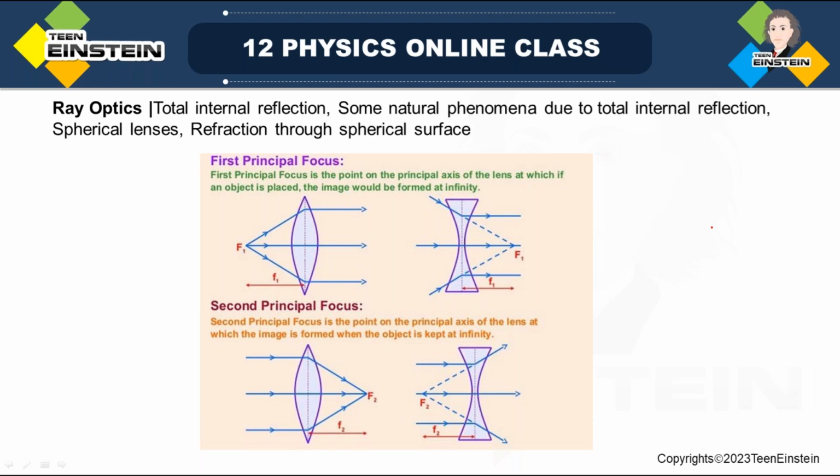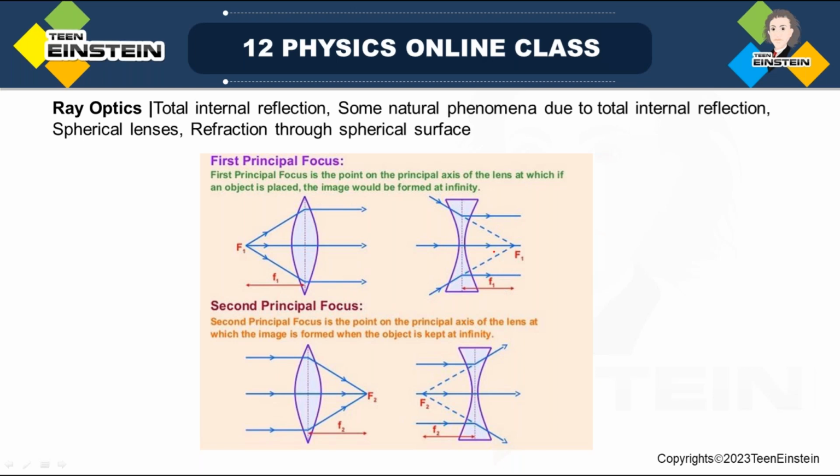One is called first principal focus and then second principal focus. You can see here, the first principal focus is generally defined in this way. If the rays of light coming from a particular point on the principal axis, in case of a convex lens, obviously after refraction become parallel to the principal axis, this point is called the first principal focus.